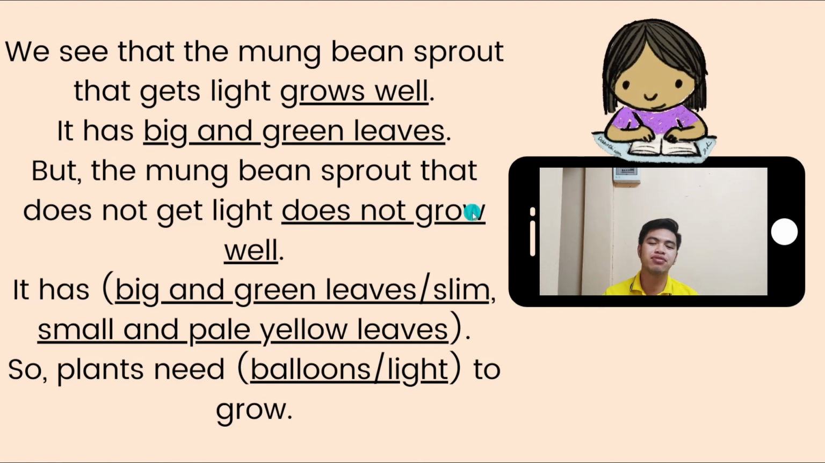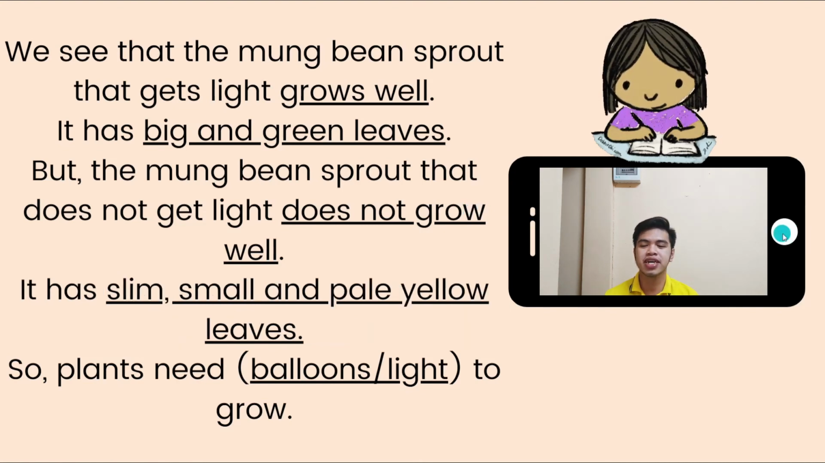And also you have to describe it as well. So you can write it has slim, small, and pale yellow leaves, alright?